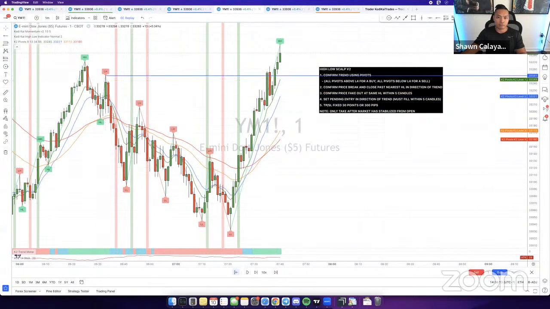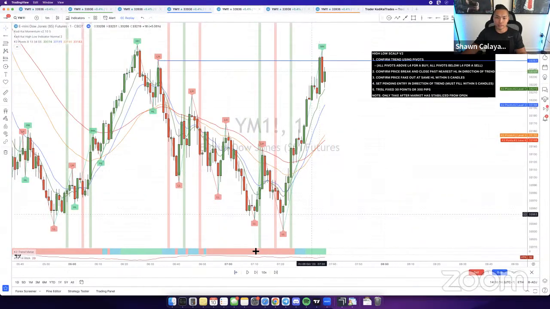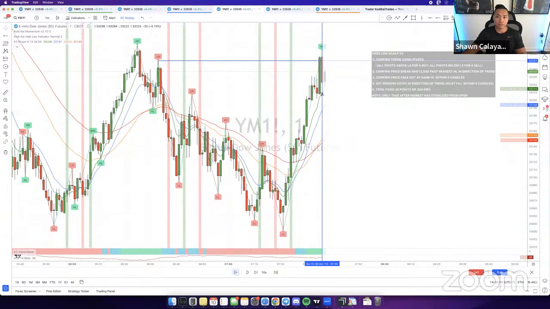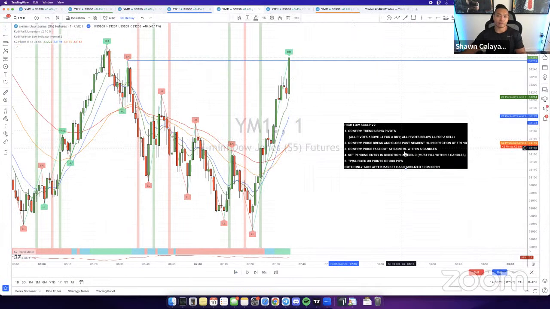Okay, there's another entry right here actually. So let me show you guys another example, but now for a buy. So here goes an example for a buy applying the high low scalp V2. Looking at this right here, we just looked at a sell. We're now looking for a buy.